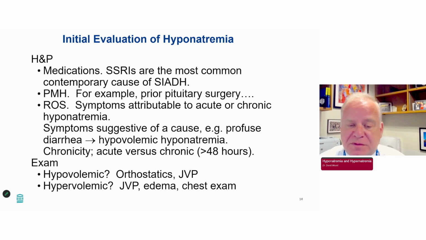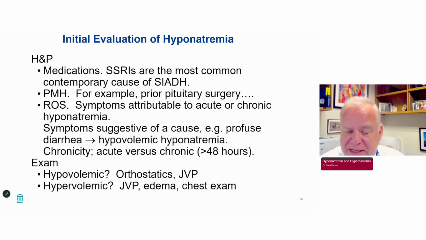You need to look for symptoms that you can attribute to acute or chronic hyponatremia, and symptoms that are suggestive of a cause. So if somebody's had profuse diarrhea for several days, you know that this is probably a contributory issue. And you're always trying to sort out, is this acute hyponatremia or chronic, which is defined, as we'll show, as greater than 48 hours. Every April at the Boston Marathon, all the downtown emergency rooms get many patients with acute exercise-associated hyponatremia, where it's very clearly an acute issue. Most of the time, though, it's a little bit less clear-cut.